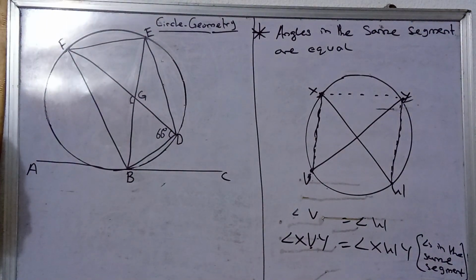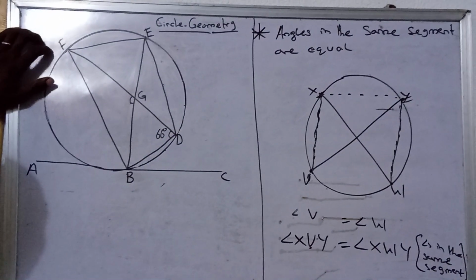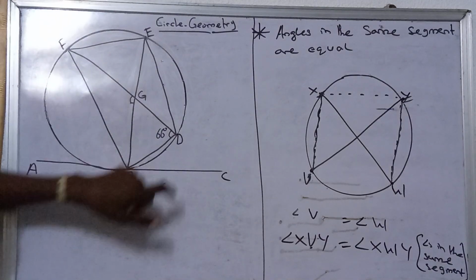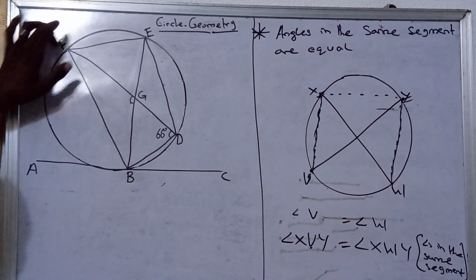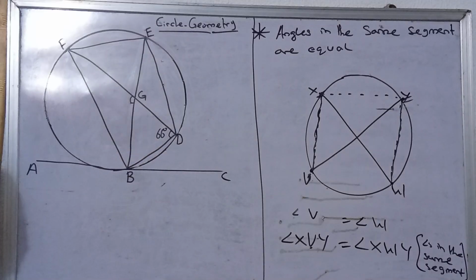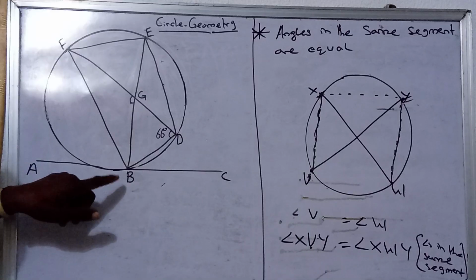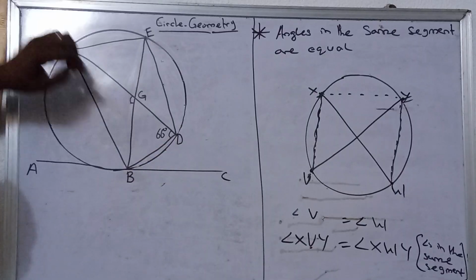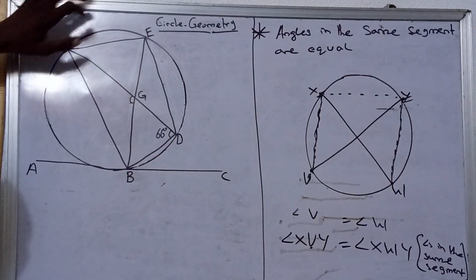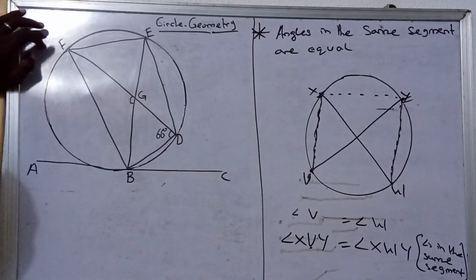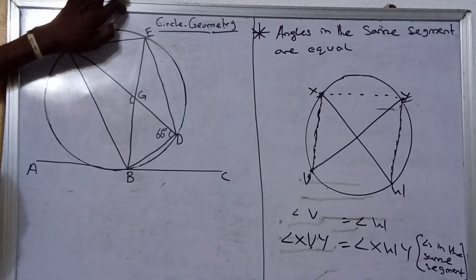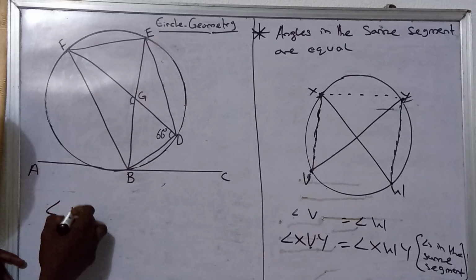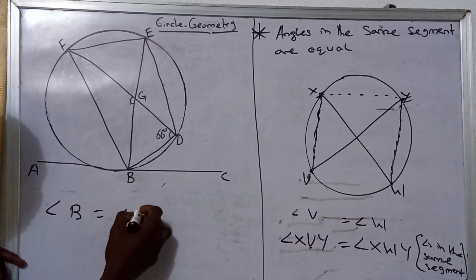If you look at it this way, we have angle F, angle E, angle B, and angle D. So what are the angles in the same segment in this problem? Look at the tip of B and the tip of D, the angles of B and D. They have the same base arc as F and E. So that means angle B equals angle D.